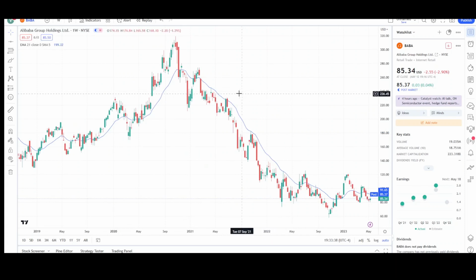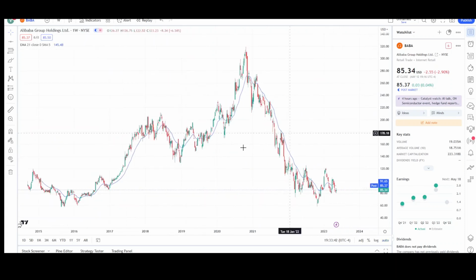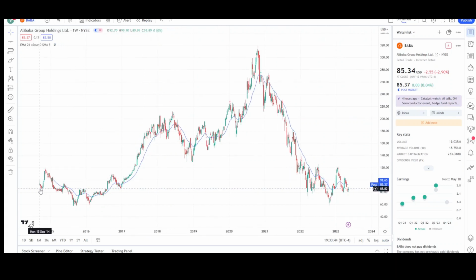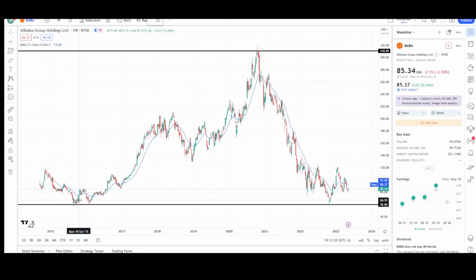So here we have the weekly chart for BABA. Basically, this is the entire price action since its initial public offering back in 2014. You can see it made a high of 310. It made a low of $60. So in the past, in 2015 and 2016, there was a double bottom. Prices bounced off the $60 level in 2015, and then prices came back and retested it in 2016. So that's what led to the massive bull market, that double bottom.